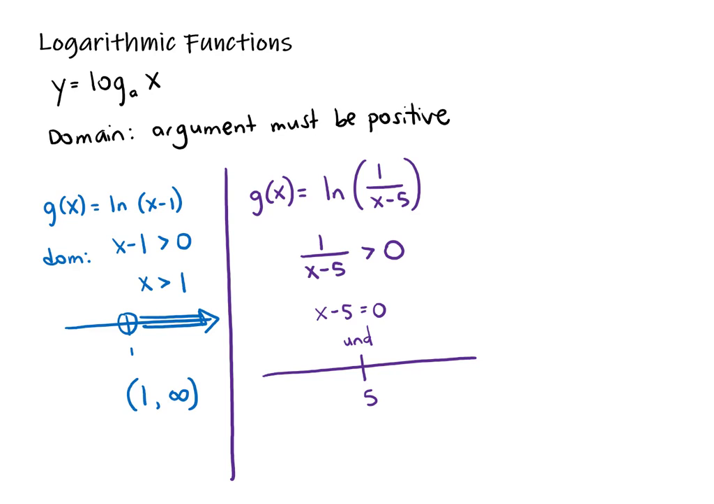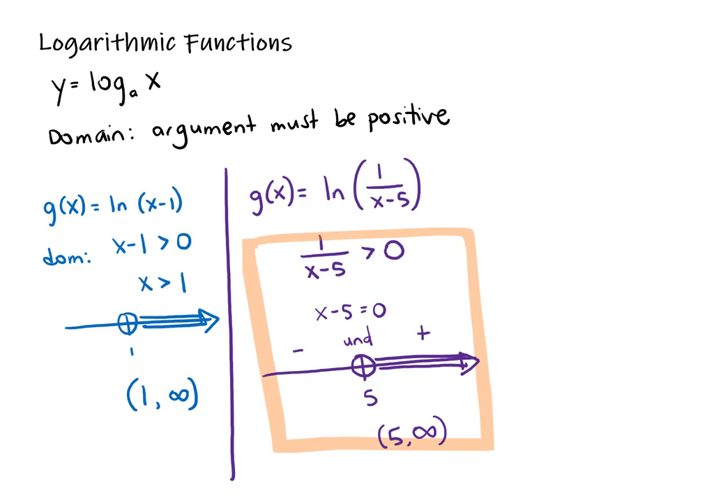So if I plug in some number greater than 5, I find out it's positive. And when I plug in a number less than 5, I get an answer that's negative. So we're talking about not including the 5, but including the positive regions. This is going to be the interval from 5 to infinity.